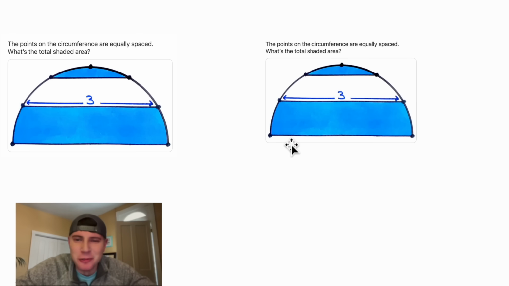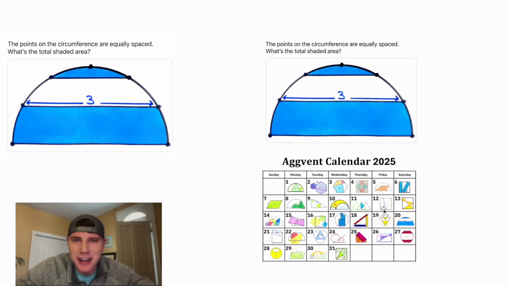You guys, this looks like a fun one. We're given a semicircle with points that are equally spaced on the circumference. We're also given that this has a length of 3. And the question's asking, what is the total shaded area? This is day 20 of the 2025 Advent calendar.